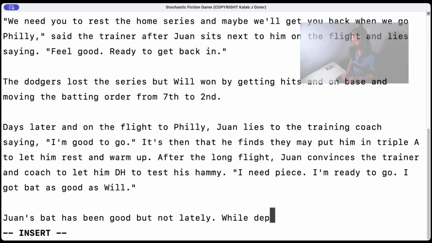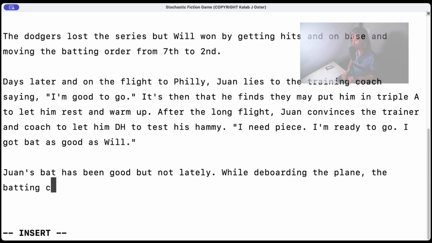While they're deboarding the plane, the batting coach tells Juan he gets one at bat. One. The first. Then we'll see.